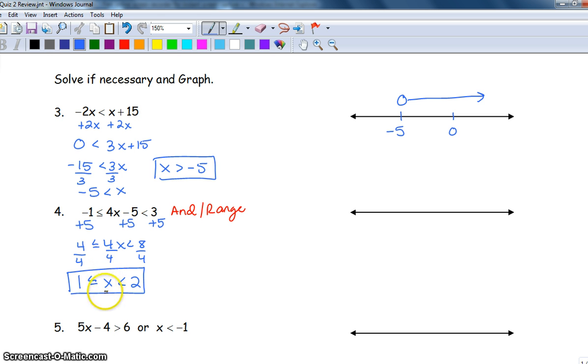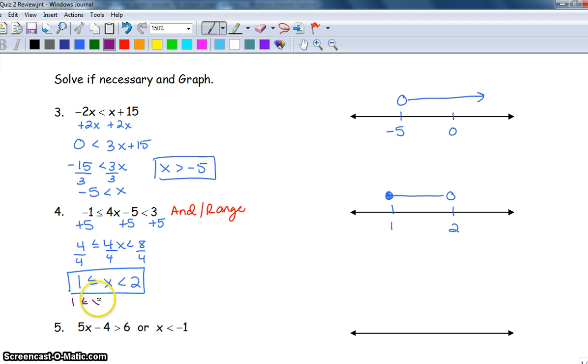I know that my answer x is between 1 and 2, so those are the two numbers I'm going to put on my graph. I have a less than or equal to sign, that means closed circle, less than 2, which means open circle, and my answer is everything in between. If you want to show all 3 levels, that's fine.